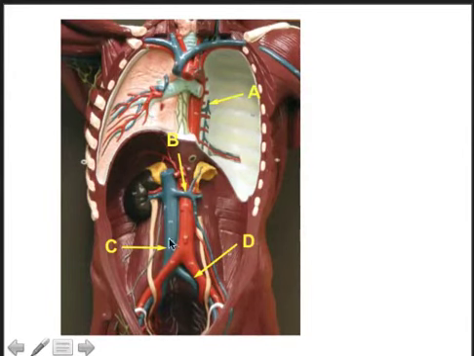Okay, C over here, the inferior vena cava. This is the inferior vena cava, and it receives blood from the left and right common iliacs. The left and right common iliacs. Okay, D is the common iliac vein down here, and it receives blood from the internal and external iliac vein. Okay, there's the external, and the internal kind of breaks down here. You can hardly see it.